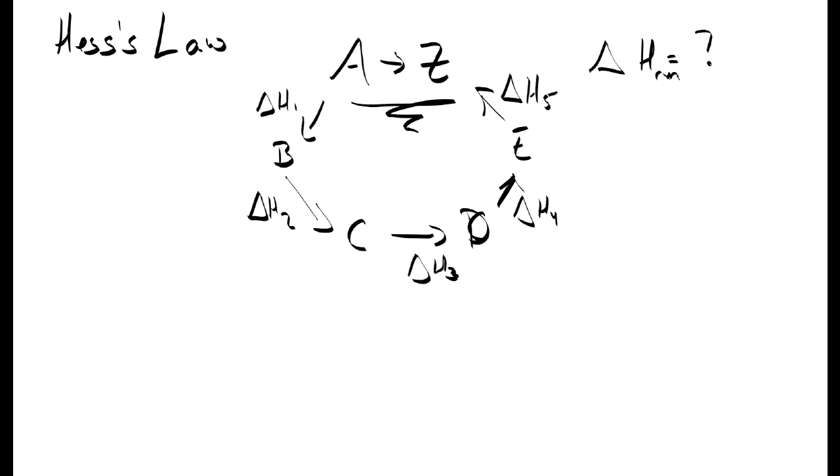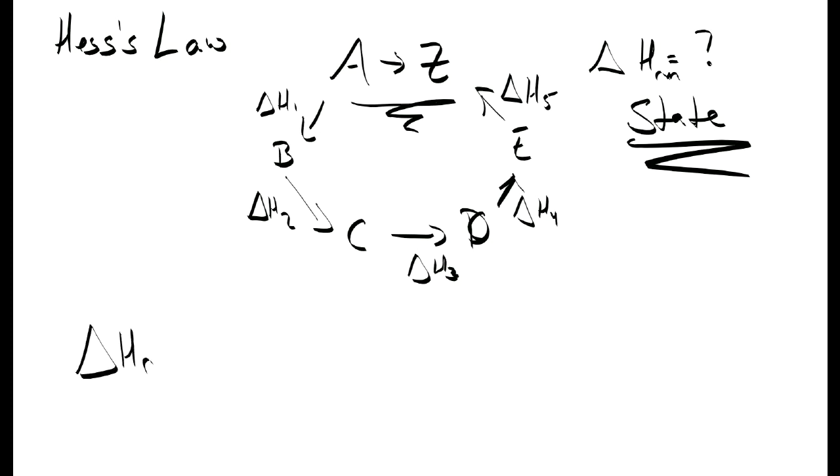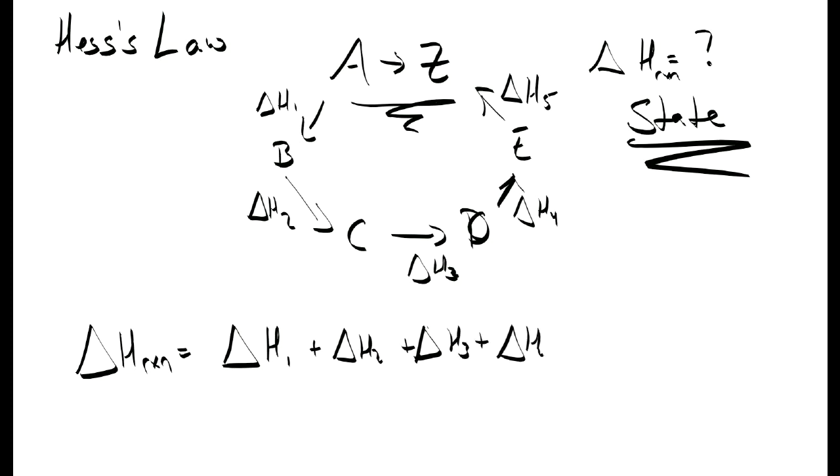And remember, delta H is a state function, so we don't care about the path. So delta H for our reaction is equal to delta H1 plus delta H2 plus delta H3 plus delta H4 plus delta H5. No matter what path you take, as long as you get from A to Z in some fashion. So that's what we do with Hess's law problems.